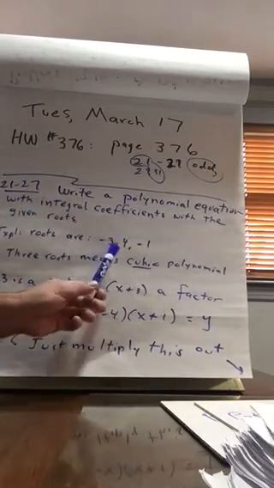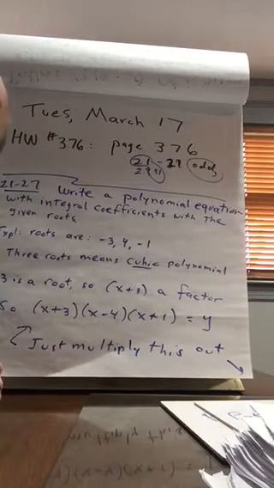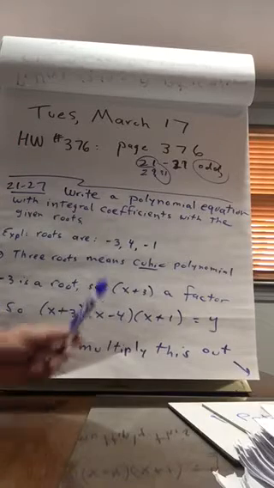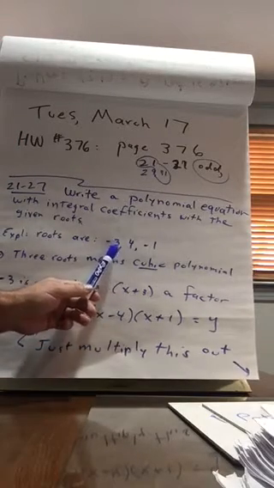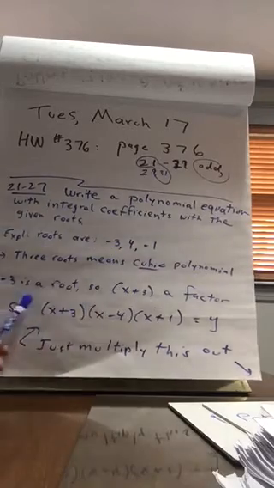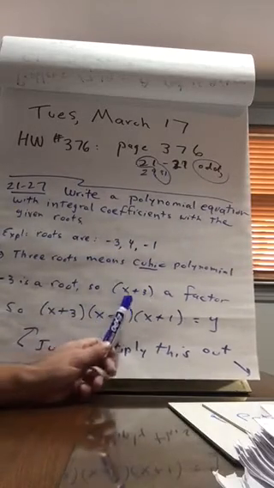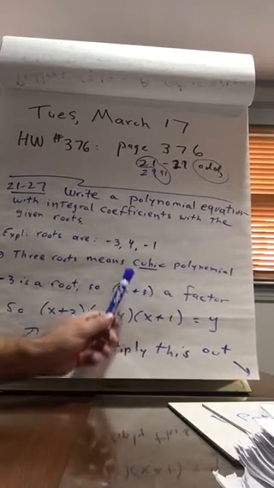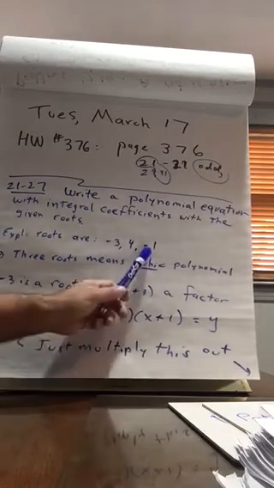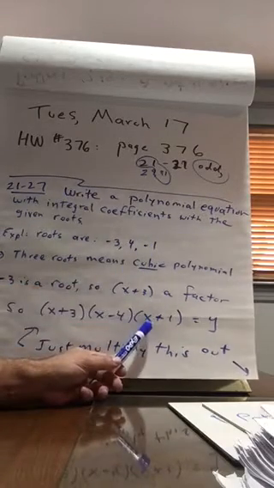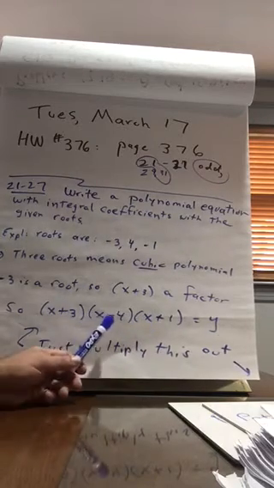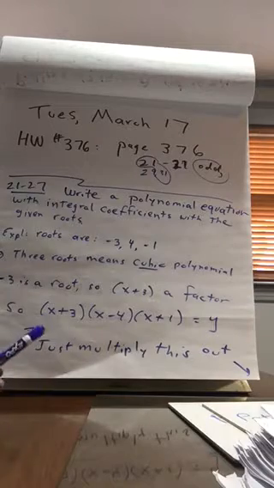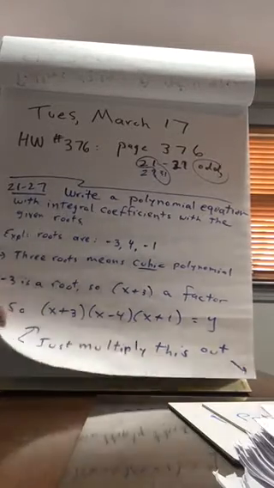If we have three roots, that means we have an x cubed equation. We call that cubic. It has x cubed in it. If negative 3 is a root, that means x plus 3 is a factor. We know that, right? If x plus 3 is a factor, negative 3 is a root. Also, x minus 4 is a factor, and x minus negative 1, or x plus 1, is a factor. So all we have to do is multiply x plus 3, x minus 4, x plus 1, and call that y. So we just multiply that out. We'll show that on the next page.